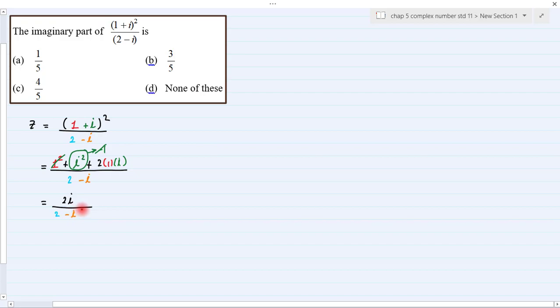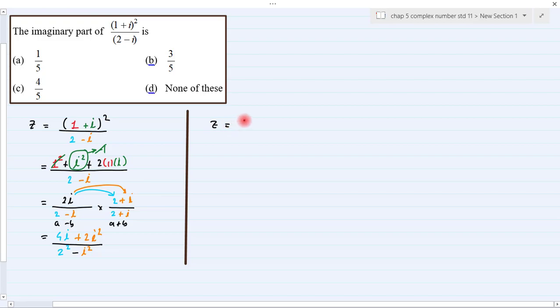Upon we have 2 minus i. In further simplification, you have to multiply and divide by the conjugate of the denominator, which is 2 plus i. So, in the numerator, 2i multiplied with 2 will give us 4i, and 2i multiplied with i will give us 2i square, upon in the denominator we have the (a−b)(a+b) form. So, we will get 2 square minus i square.